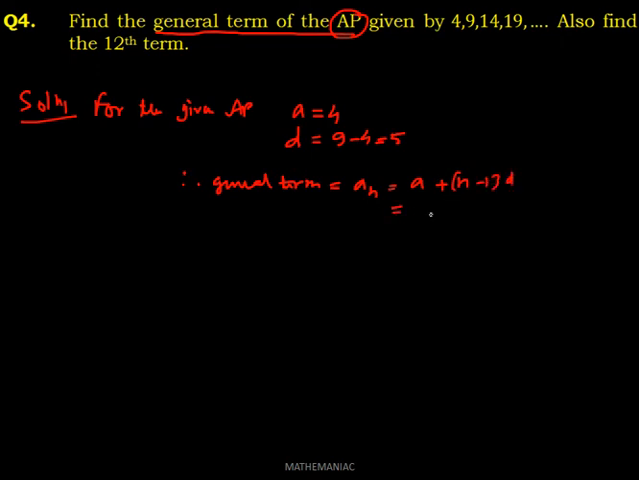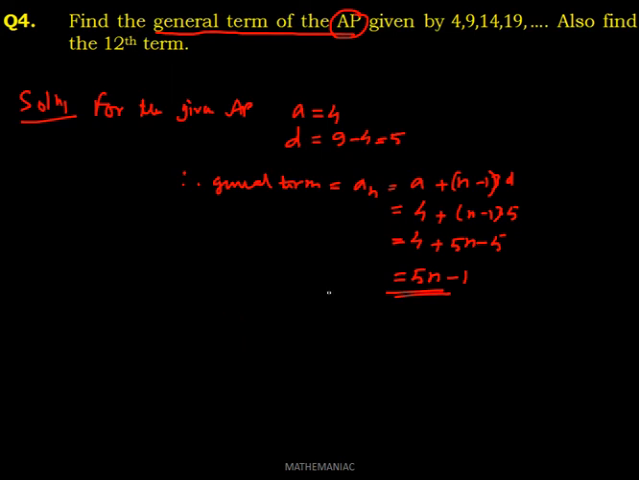A plus n minus 1 into D. This is bracket. This is 4 n minus 1. Then what is the common difference? 5. 4 plus 5n minus 5. So the answer is 5n minus 1.